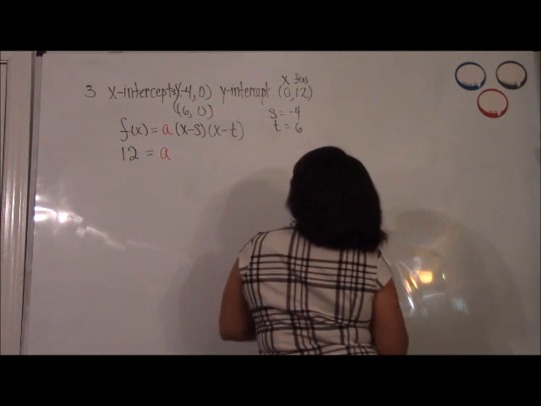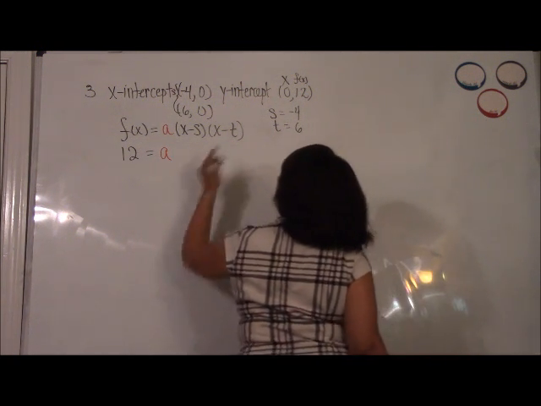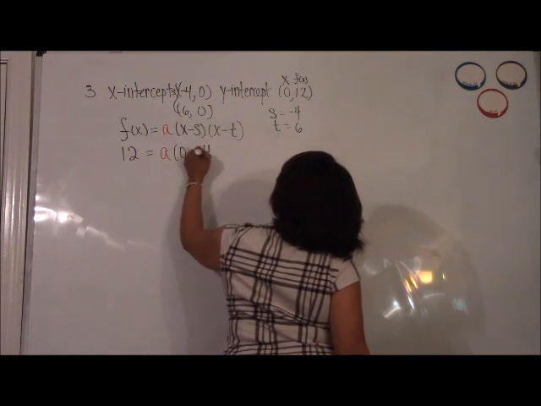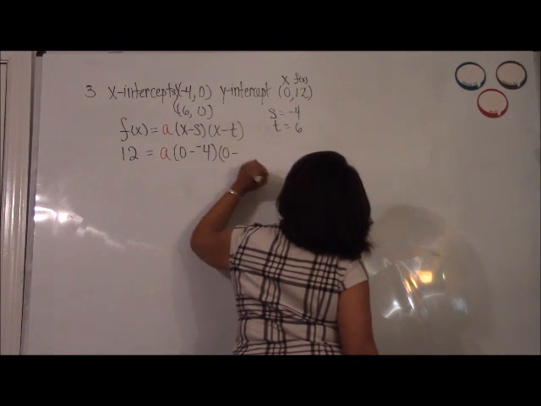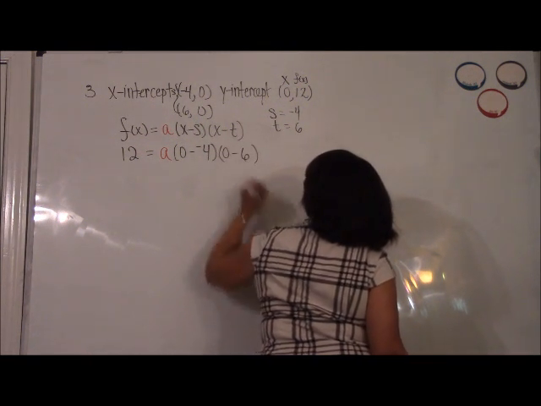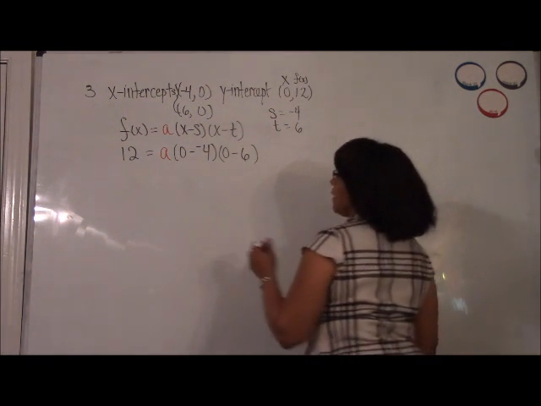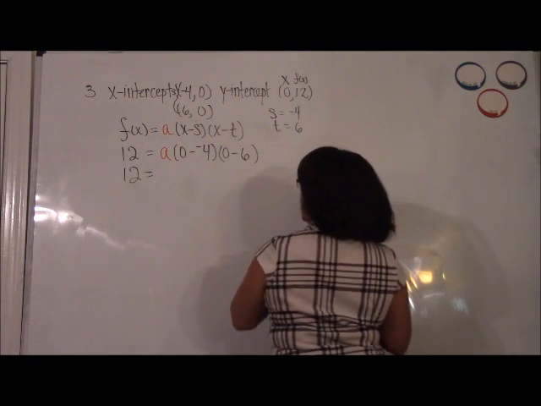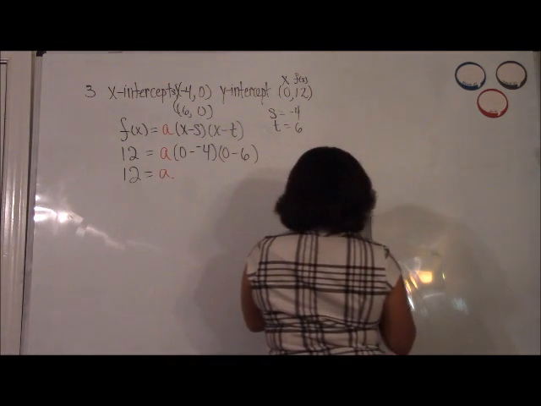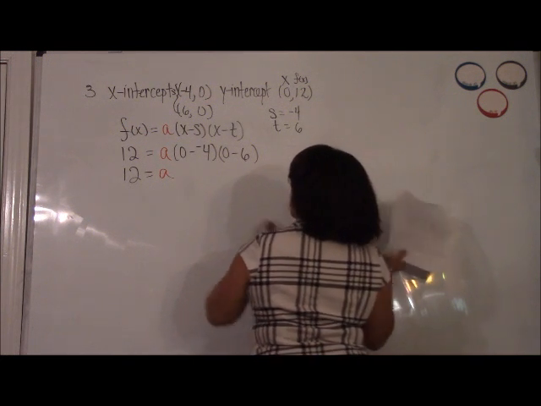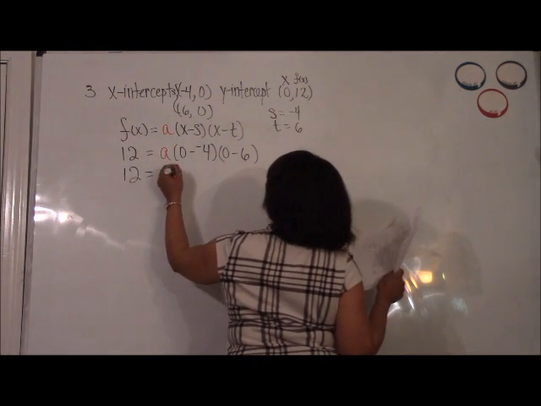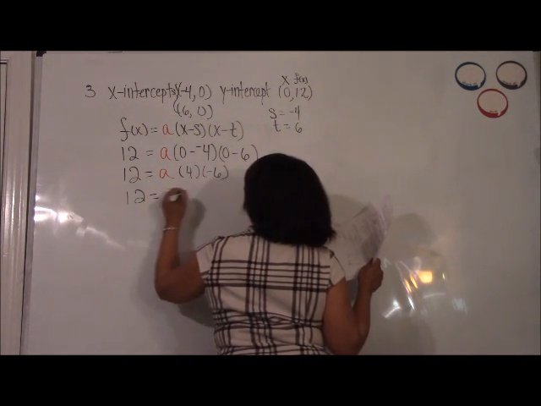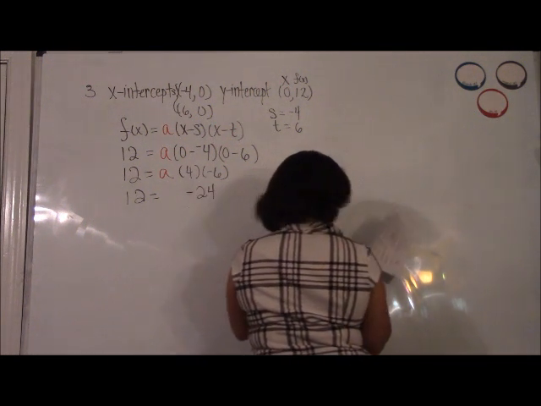X minus s. So x is 0 minus s, which is negative 4. Again, x is 0 minus t, which is 6. So now we just work it out. We have 12 is equal to a. And then you can think of this as a negative times a negative, or the opposite of negative 4. So it's 4 times negative 6. So 12 is equal to 8 times negative 24.